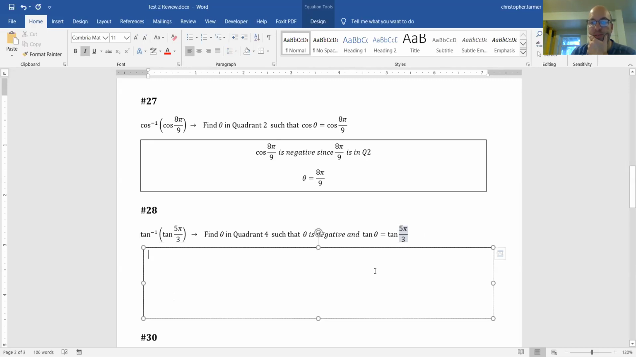Okay, so just a quick compare and contrast here with the problem up above. Up here, we can kind of just solve this by ignoring the cosines because we already knew that theta was supposed to be in quadrant 2. 8 pi over 9 was in quadrant 2, so we are good. Okay, this time around, if I try to drop the tangents, I'm halfway okay, but not fully okay. If I just drop the tangents, I'd get theta is equal to 5 pi over 3, which is in quadrant 4, but it's not negative. And so that is not going to be the answer that we can use this time.